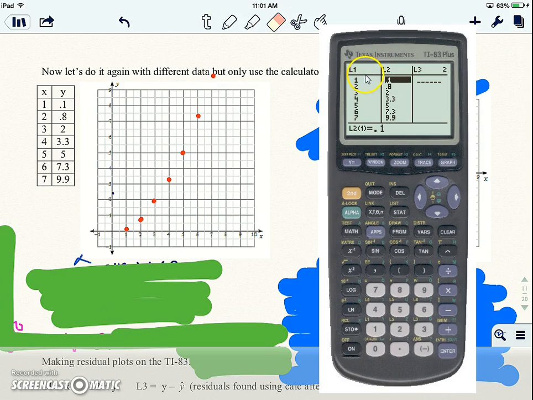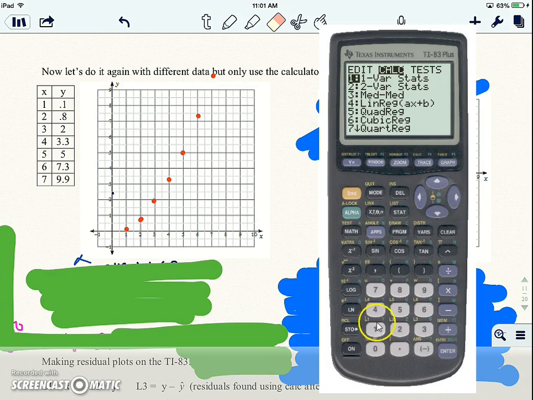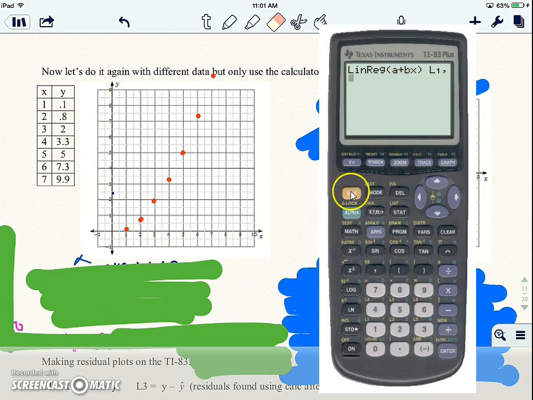I've listed my data in list 1 and list 2. Stat, calculate, number 8. Now this is the old school version, but remember we wanted our x data in list 1 and our y data in list 2. And then if you want to save it, you go vars, y vars, function y1. Okay, and there it is. Now why do I now have r and r squared? It would be because I didn't turn on my diagnostics.